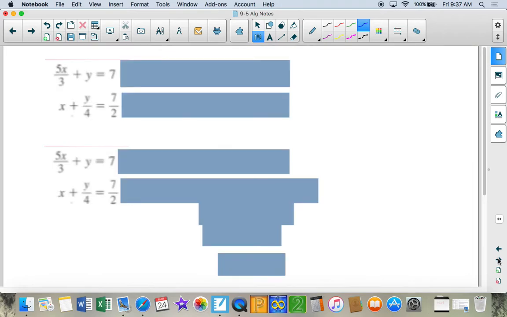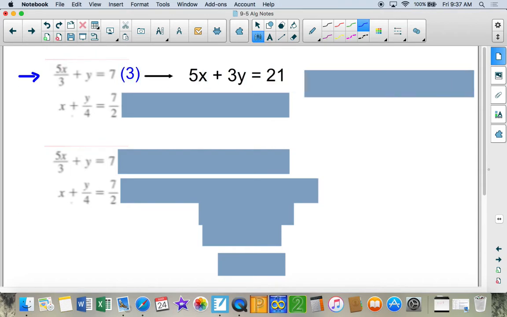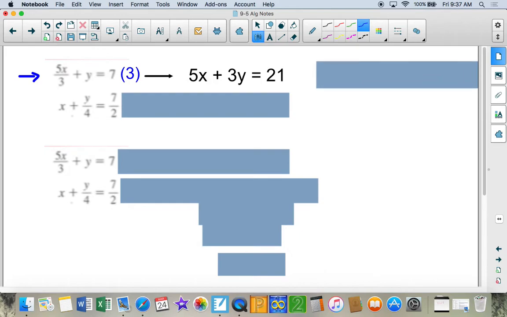The next problem that we have, now we notice that it's far more complicated. We have fractions in it. And so my initial reaction would be, hey, let's get rid of the fraction in the denominator in the first equation. So what would get rid of the fraction in the top equation? Well, if we multiply everything by 3. If we multiply everything by 3, this produces 5x, this produces 3y, this produces 21.